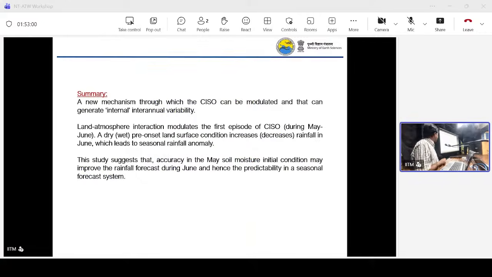So to summarize, we propose a new mechanism through which the CISO can be modulated through land atmosphere feedback. Of course, in the first phase, and that can generate some variability and contribute to the seasonal rainfall. So this study has the implication that if we have a forecasting system, the accuracy of May soil moisture will be very important for seasonal as well as sub-seasonal forecast.